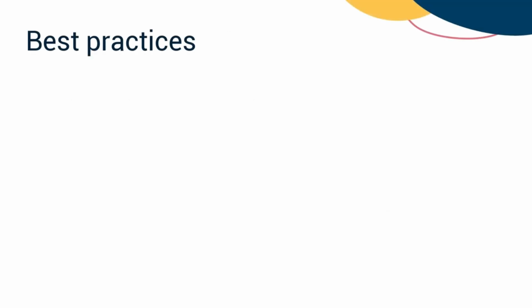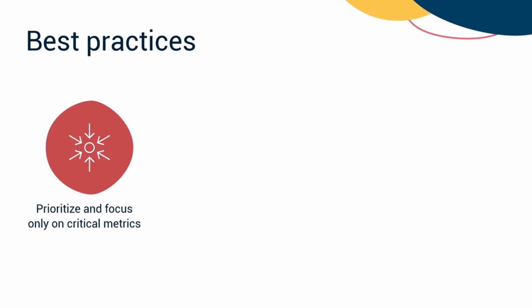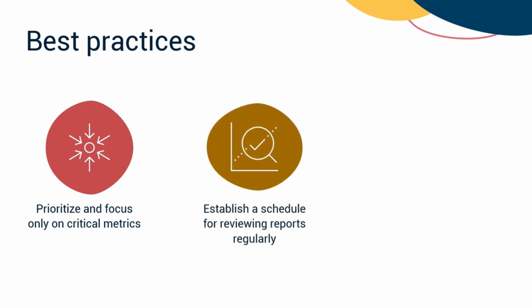Next, let's look at some Google Analytics best practices. First, prioritize and focus only on critical metrics that matter to you, such as user engagement, retention, and conversion rates, so you don't waste time on metrics that aren't relevant to your app. Second, establish a schedule for reviewing Google Analytics reports regularly. This will help you stay on top of frequently changing behavior trends.